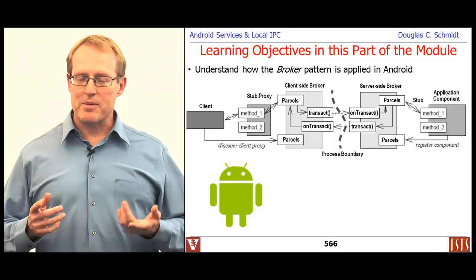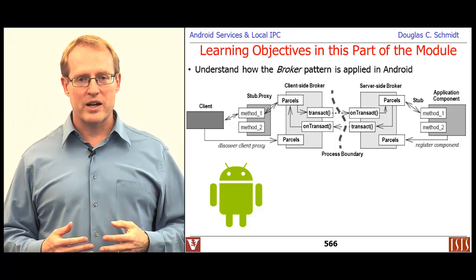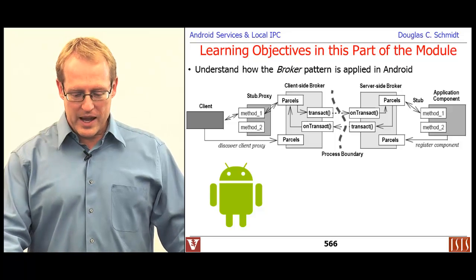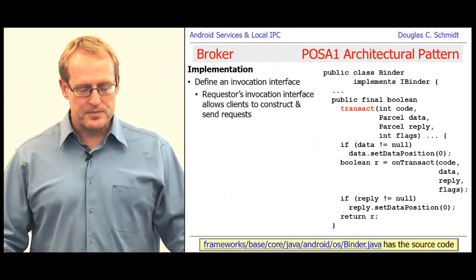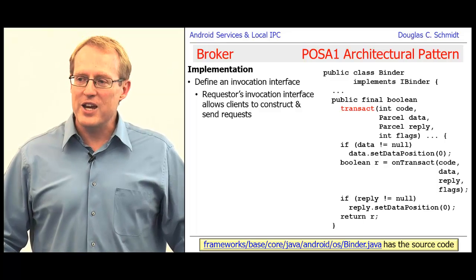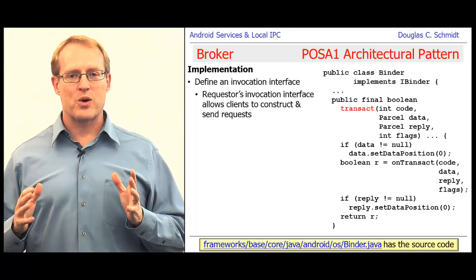And so we talked last time about the good and the bad about the brokers and the applicability and so on. And now we're going to talk about how you might implement a broker. And of course, we're going to do it in the context of Android. So one of the first things you need to do is figure out what your invocation interface is going to look like. Now, there's a couple of different ways to ask this question.